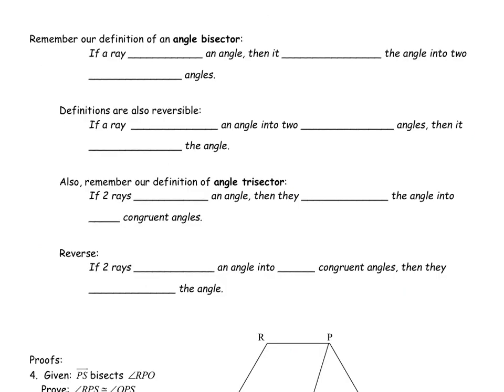Alright, let's switch gears just a little bit and talk about angles. Before we start looking at proofs, let's remember our definitions. So, angle bisector: if a ray bisects an angle, then it divides the angle, there's that D word again, into two congruent angles. If we reverse it: if a ray divides an angle into two congruent angles, then it bisects the angle.